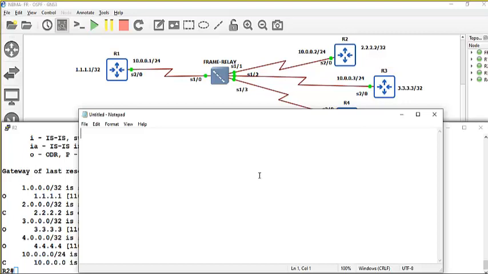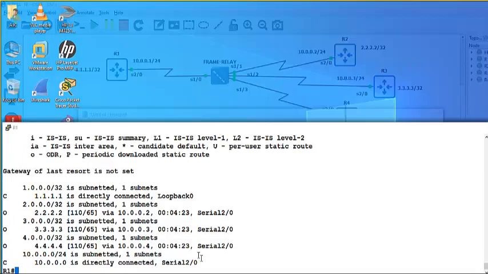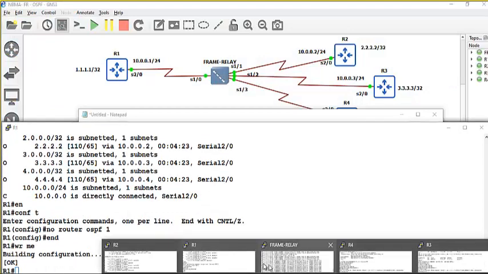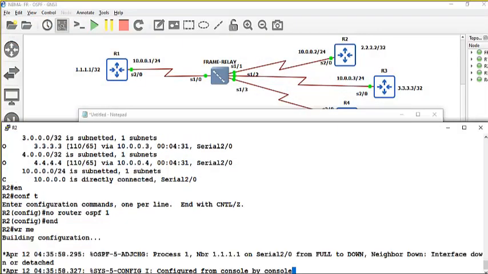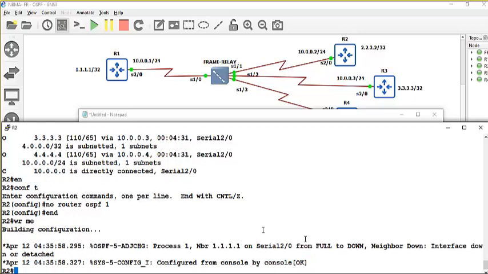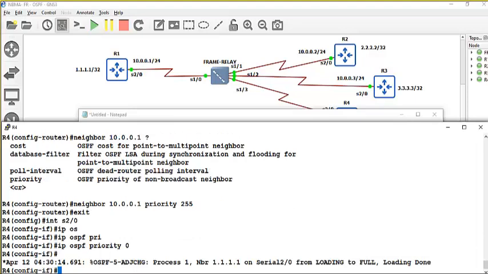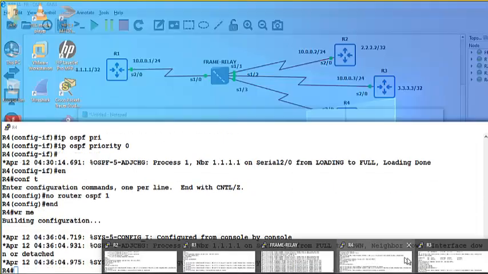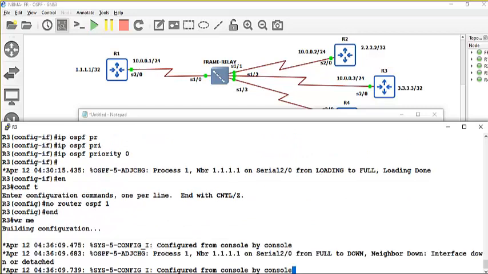Enable, config t, no router OSPF 1. Even if you would have configured OSPF under the interface, this command will remove it from the interface also. Though I am putting no in global mode, it will remove OSPF 1 from interface. So I'm going to paste this on every router. Router 1, router 2, router 3, 4. Then OSPF is removed.